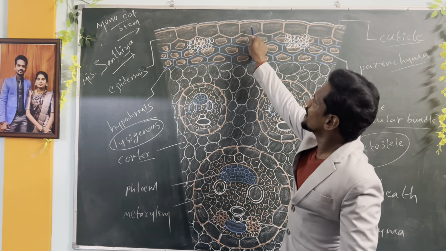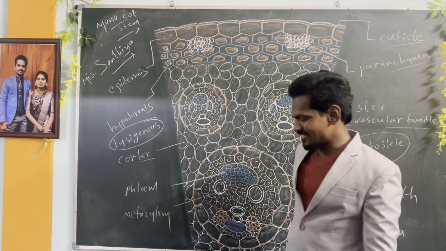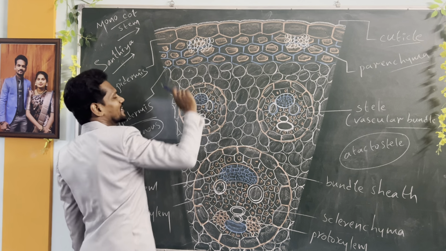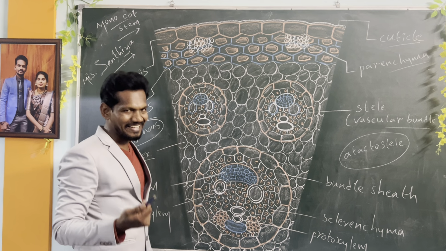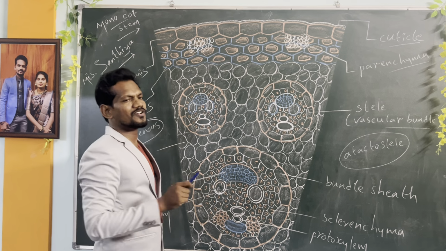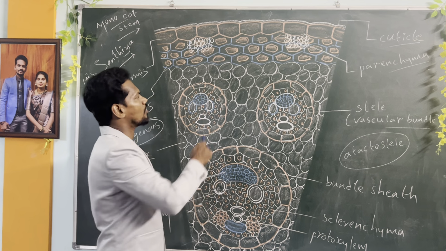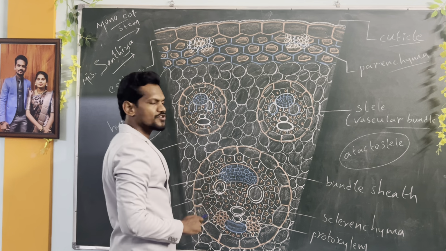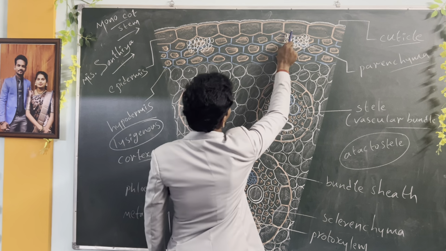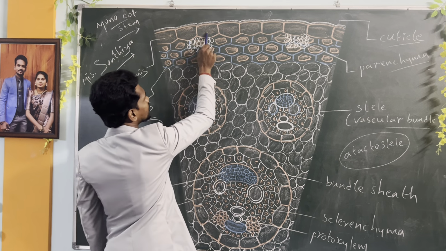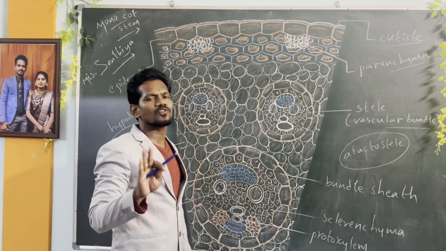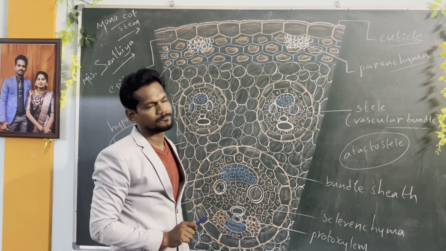Number one, epidermis. Many times I have told you what is meant by epidermis: epi means upon, dermis means layer. So it is the outermost layer. The main function is protection of the innermost tissue in the stem. The epidermis is a single layer structure. Cells are closely, tightly, compactly arranged, with no intercellular spaces or gaps.